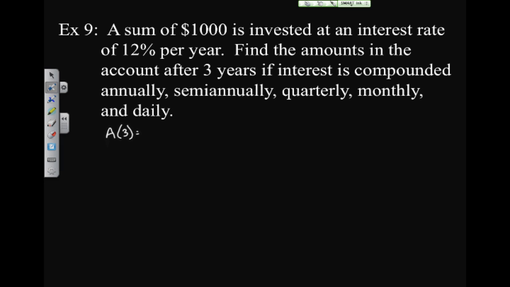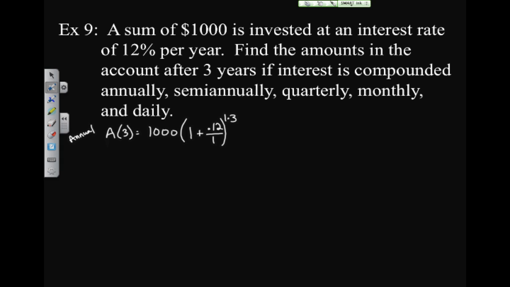A of 3 will equal 1,000 times 1 plus R, and the R value here is 12%, so 0.12 divided by N, and since this is annually, N would just be 1, to the NT power, so 1, and then the time is 3. So that will be our formula for annual.